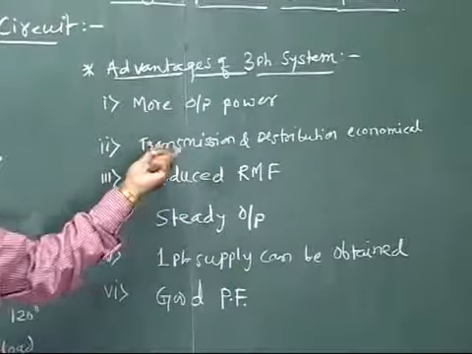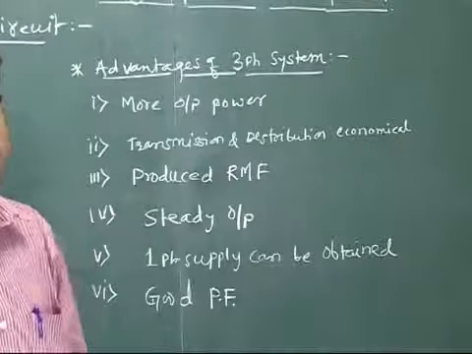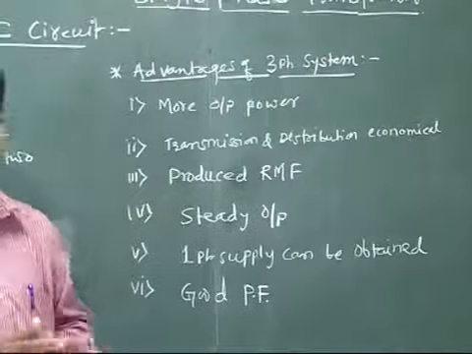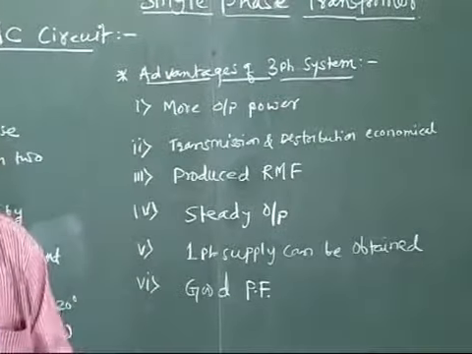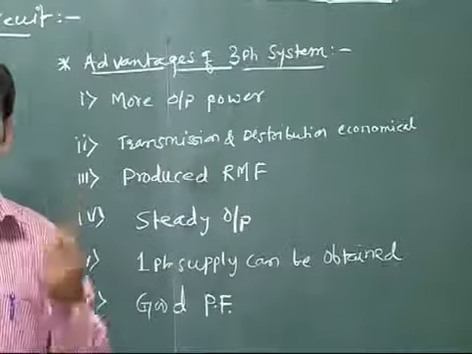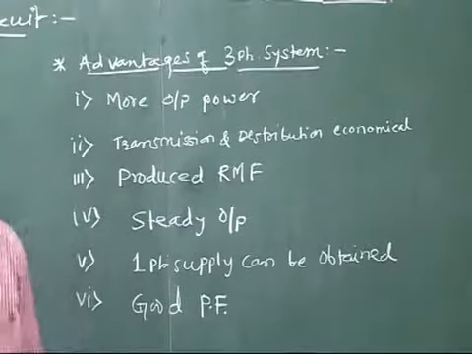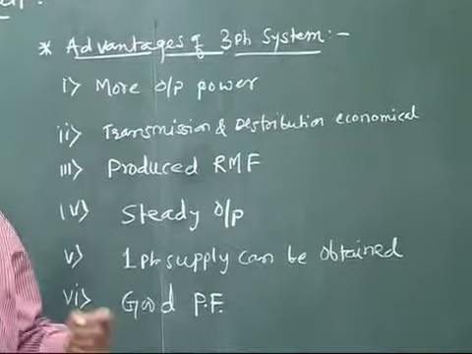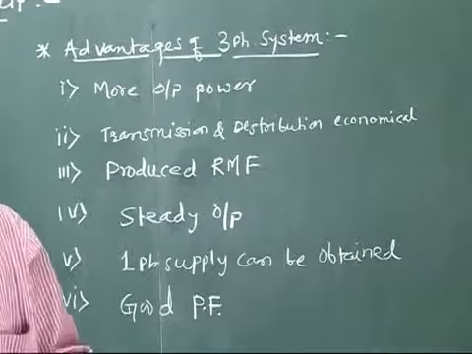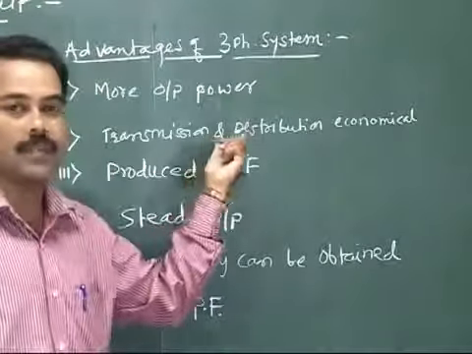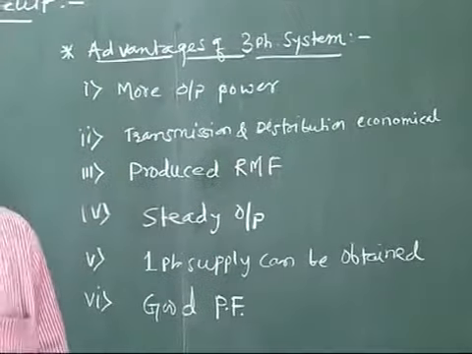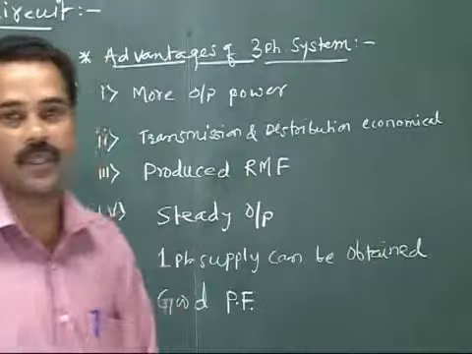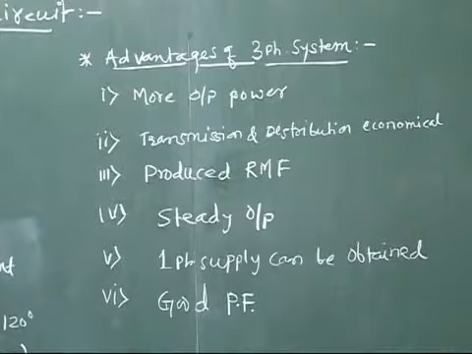The second advantage is economical transmission and distribution. As compared to single phase of the same voltage ampere ratings, if the power has to be transmitted from one point to another, it is more economical as well as efficient to transmit and distribute three-phase power. The copper conductor required for the transmission and distribution of three-phase systems is less as compared to single-phase systems, and that's why transmission and distribution is more economical in the case of three-phase systems.